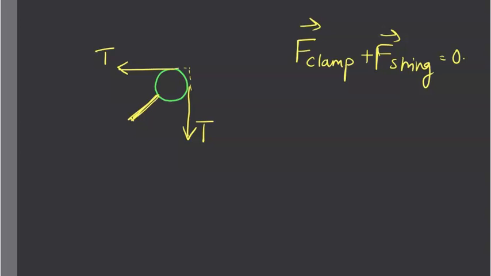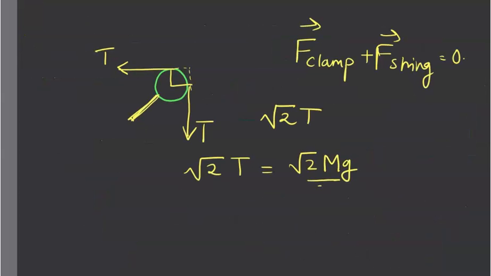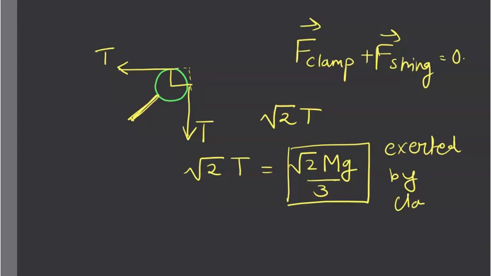So what will be the case? T and T are both at 90 degrees, and we know that if two vectors are at 90 degrees, the resultant is root 2 T. So root 2 times T, and what is the T that we found? Mg by 3, so root 2 mg by 3. This is the force exerted by the clamp on the pulley, because F clamp plus F string is 0.